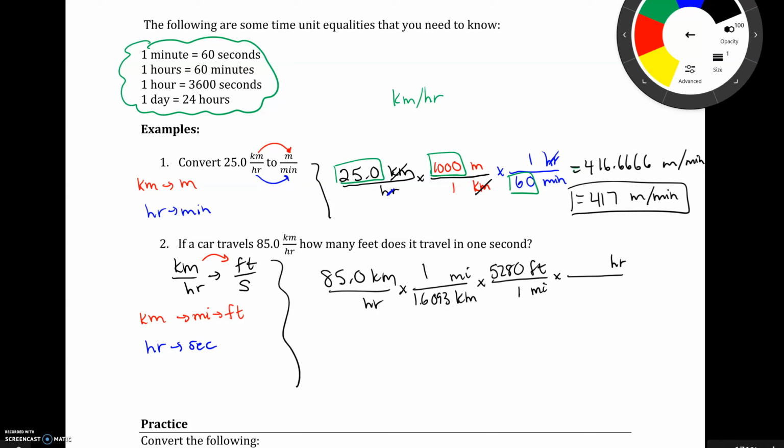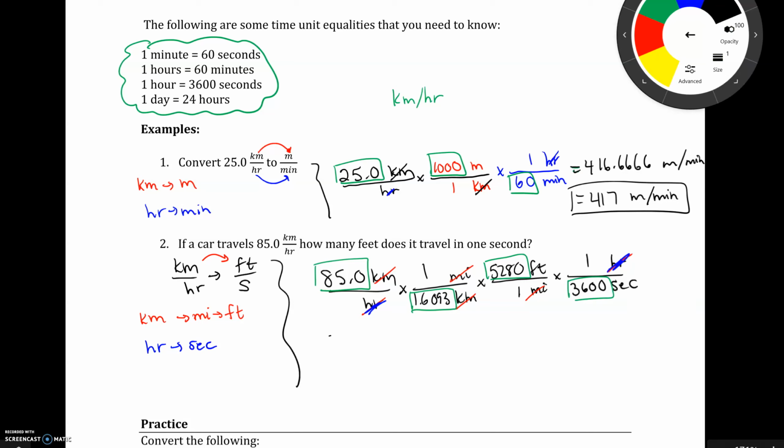When I'm setting up my conversion factor for time, again, I'm setting it up so that my units cancel, so that I can see that cancellation happening between my hours, and I know 1 hour is 3,600 seconds. Okay. When it goes to entering this into our calculator, we're going to put 85.0 divided by 1.6093 times 5,280 divided by 3,600.